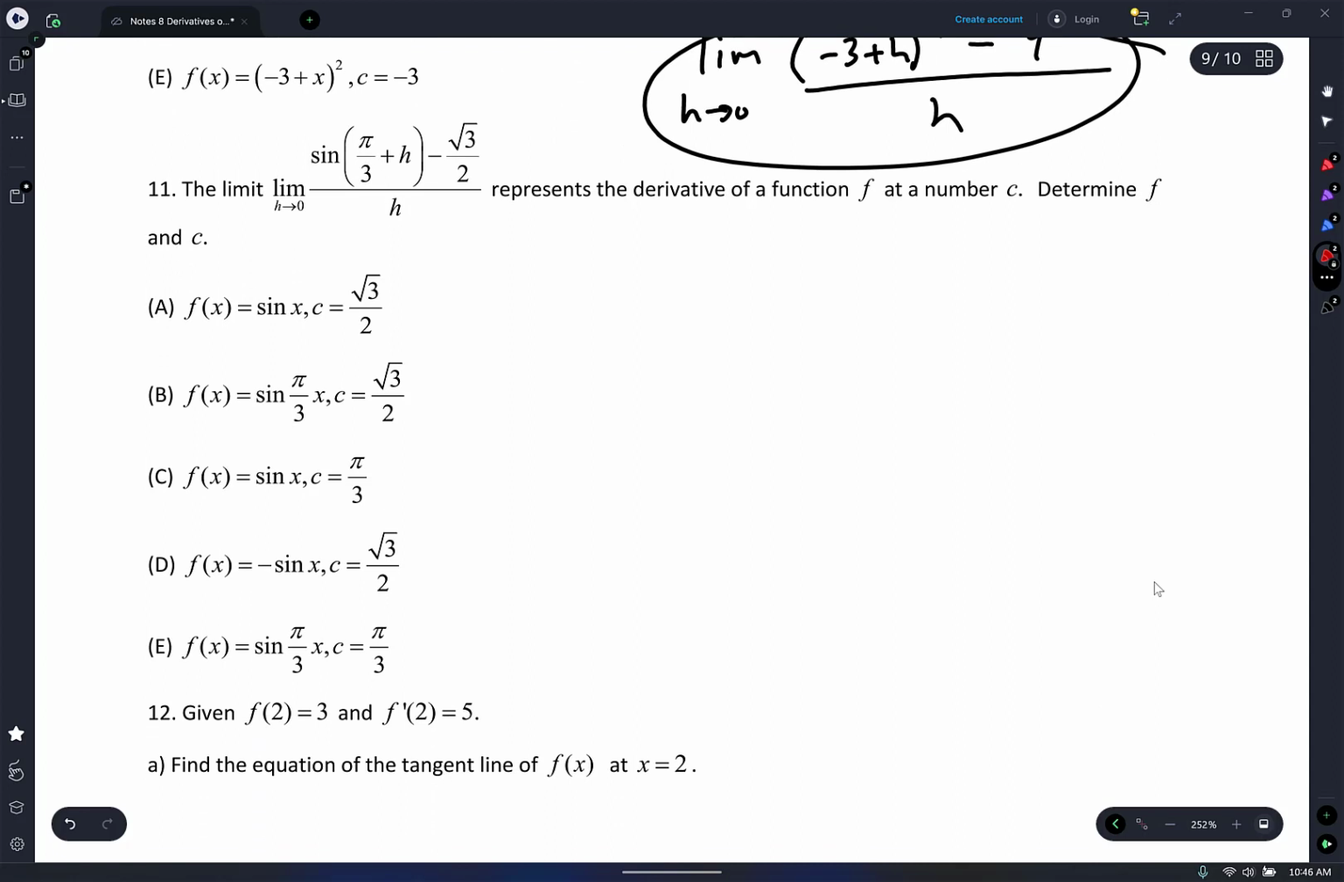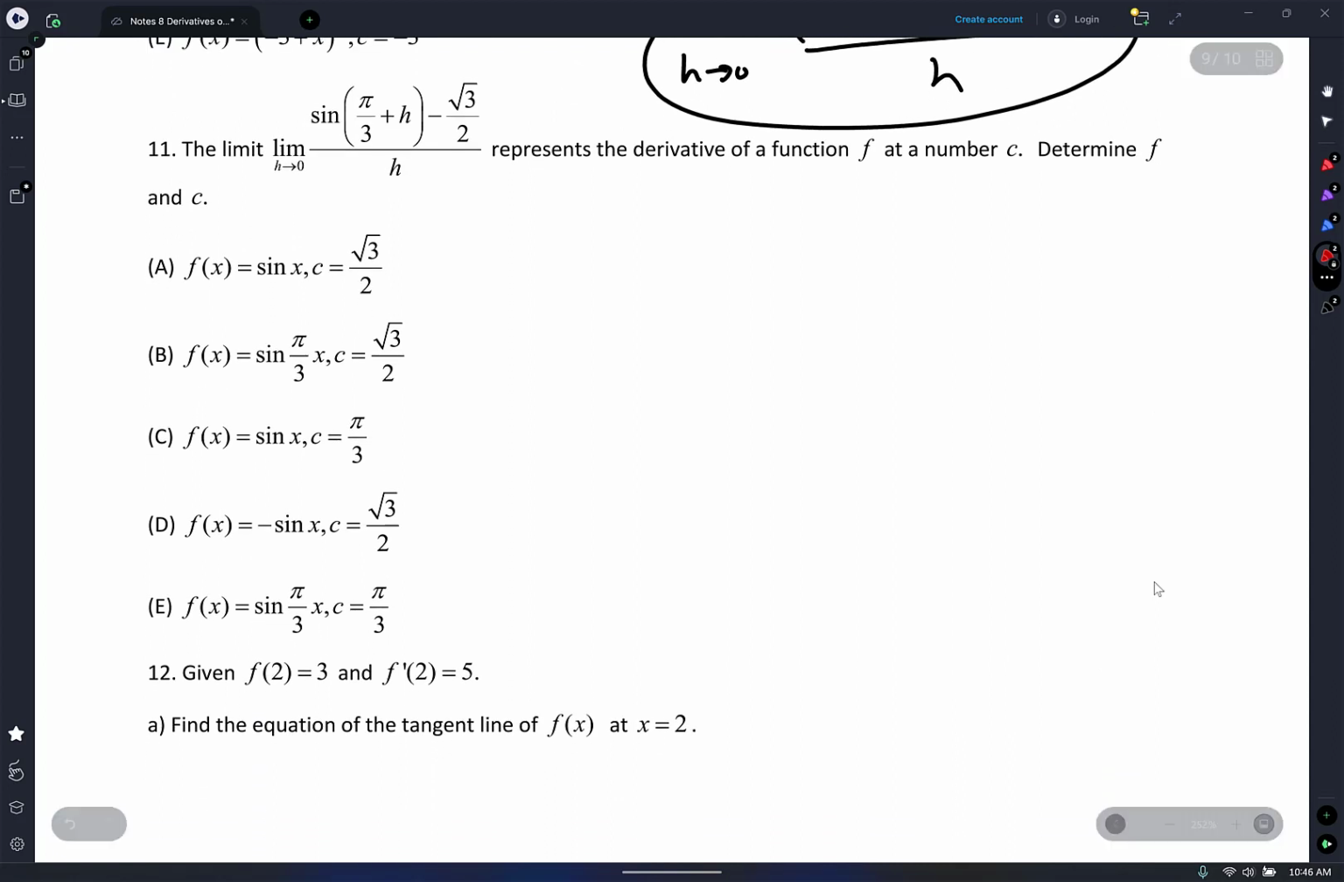All right, let's go to number 11. Don't freak out. We haven't talked about trig functions yet. Yes, I think you're right. Yeah, you're right. Good job. All right, so here we go. Look at number 11, guys. Everyone look at number 11. Let this help you figure out what that c value is.